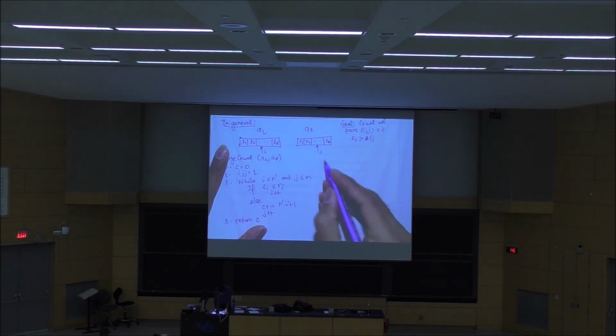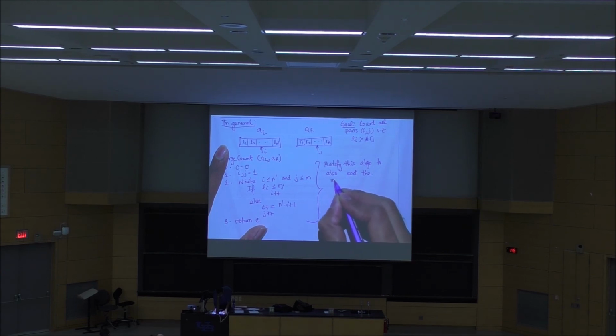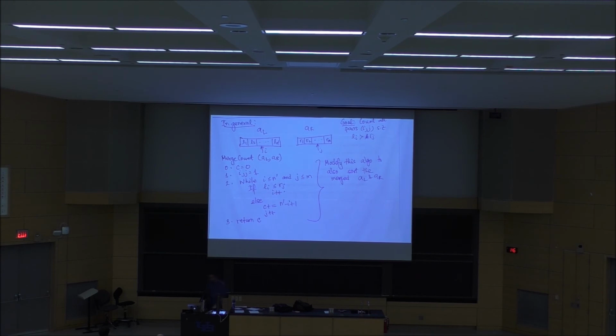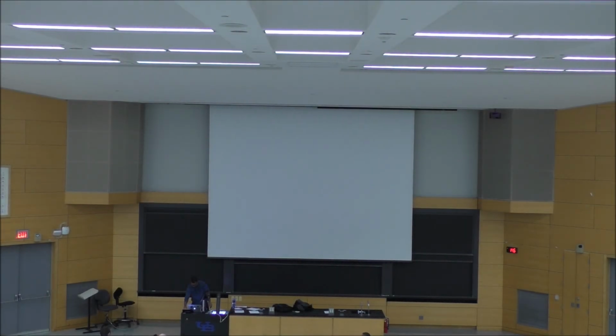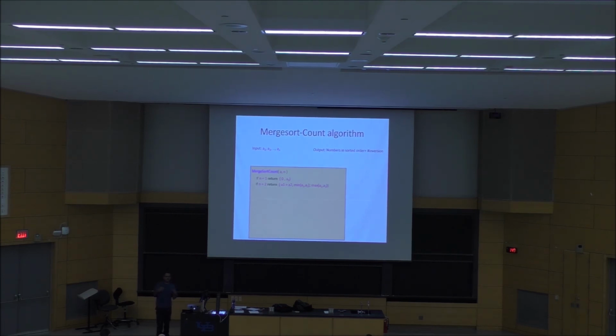But what you can do is modify this algorithm to also sort the merged AL and AR. Okay? And all you have to do is basically change a few lines here and here, and you're done. So let's go back to, all right, so now that we have this function that, given two sorted arrays, counts the number of crossing inversions and also merges them into one sorted array.